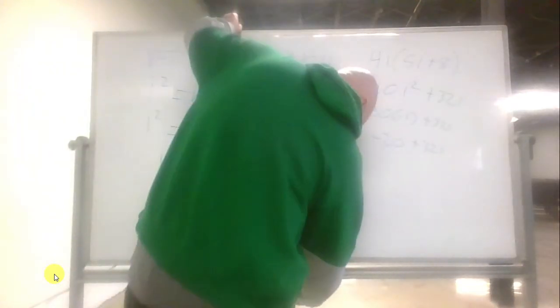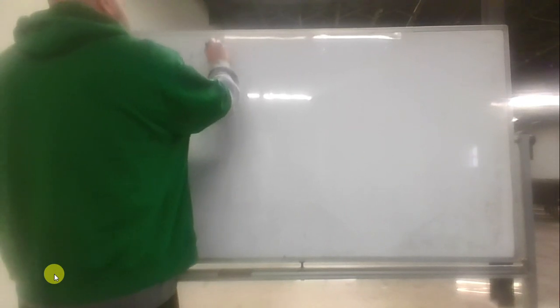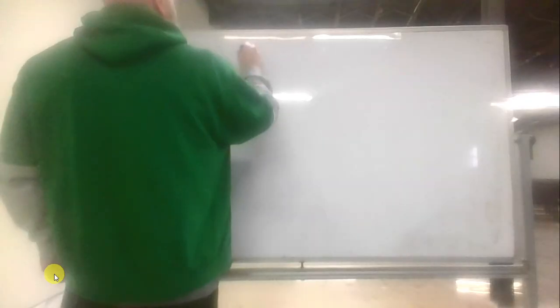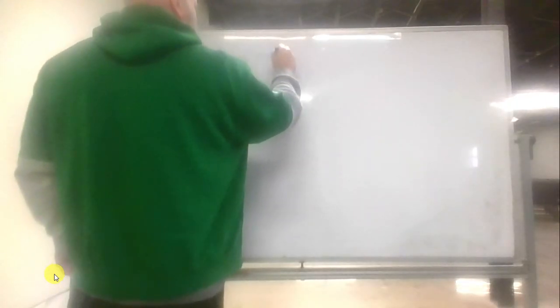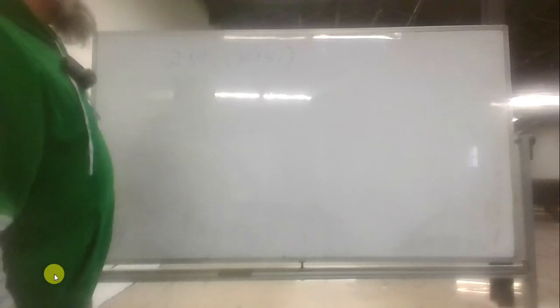Now, let's look at one more. Let me flip the board over here. Let's look at 2 plus 9i times, how about 8 plus 5i. Now let's break this down. We're going to FOIL first, outside, inside, last.